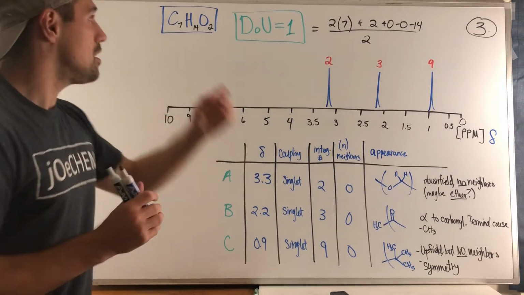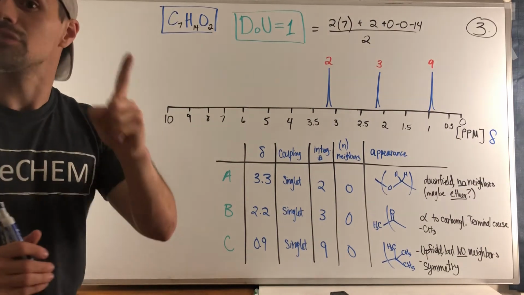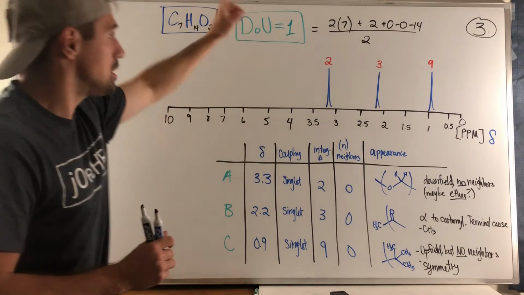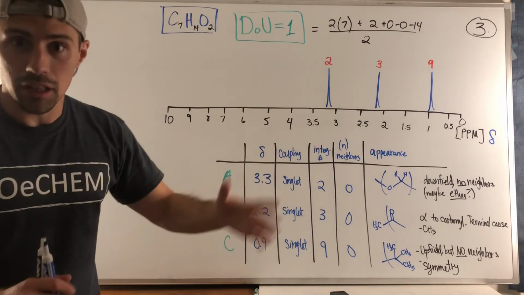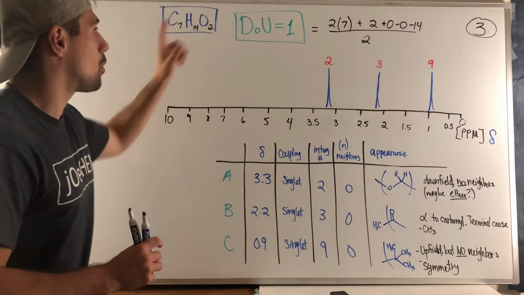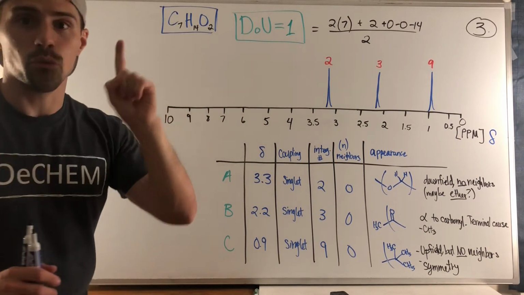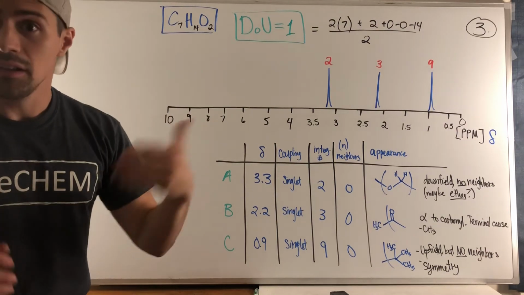All right, so if we take a look here, remember the process, do not forget the process, always use the process. First and foremost, degrees of unsaturation. We have one of them, we use our handy dandy formula, 1 degree of unsaturation, so we're dealing with 1 ring or 1 double bond.